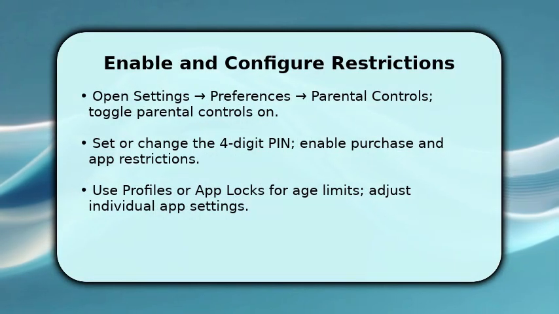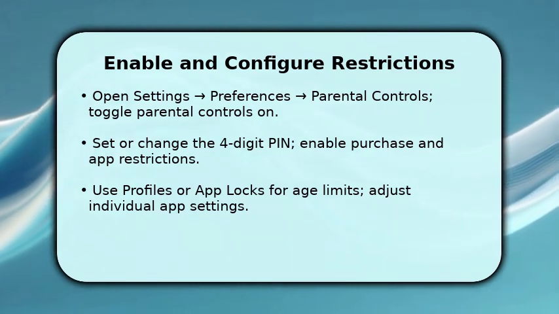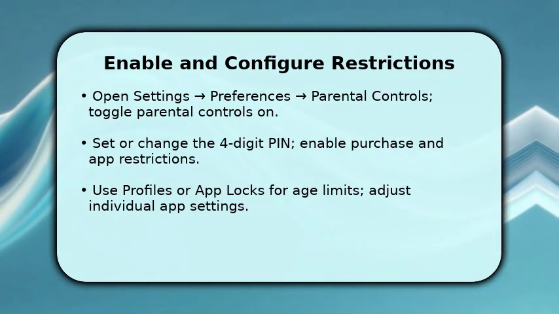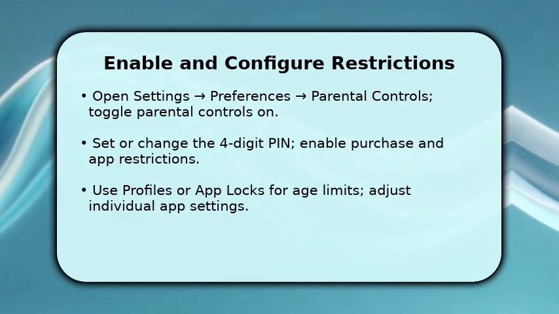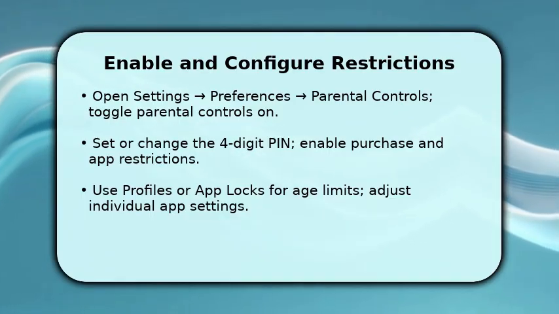Open Settings, go to Preferences, then Parental Controls, and toggle the feature on. This is where the enforcement begins. You'll be prompted to set a 4-digit PIN, enter and confirm it so purchases and installations require authorization.